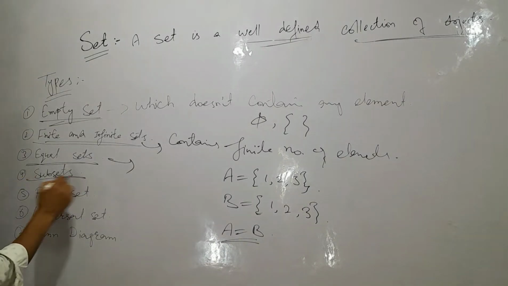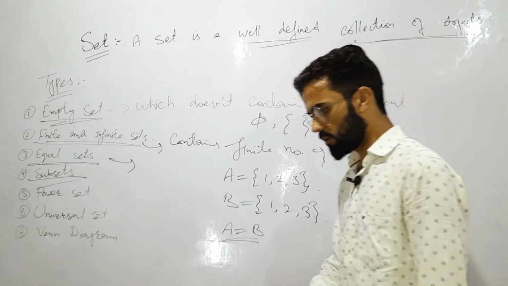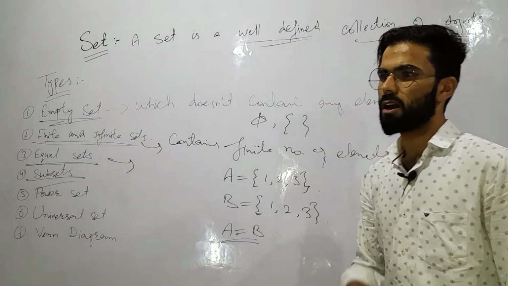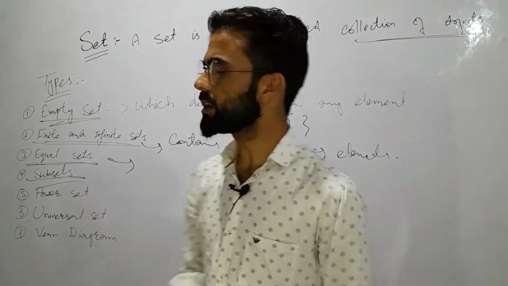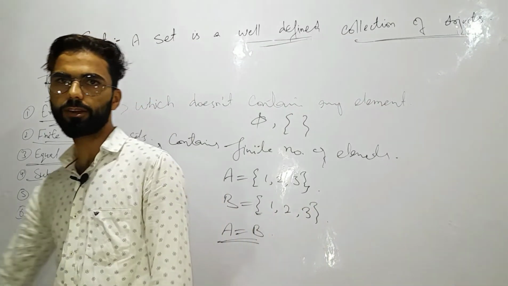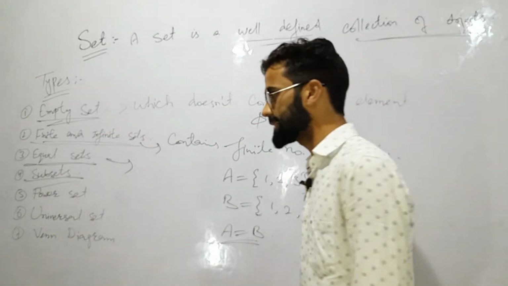After that, we have subsets. We call A a subset of B if every element of A is also an element of B. So this was a little bit about subsets.